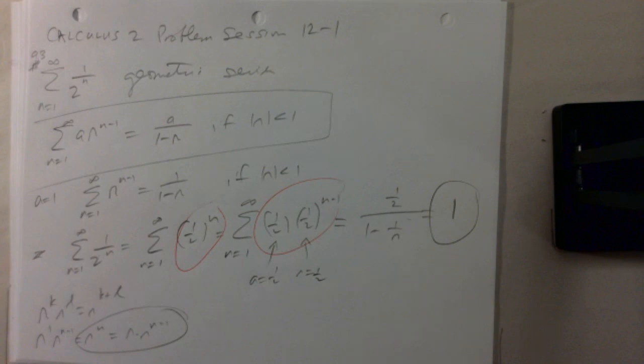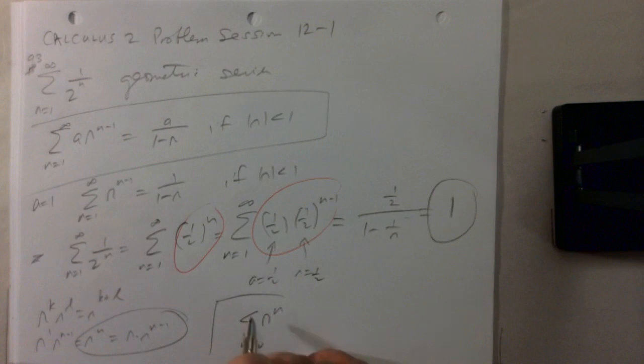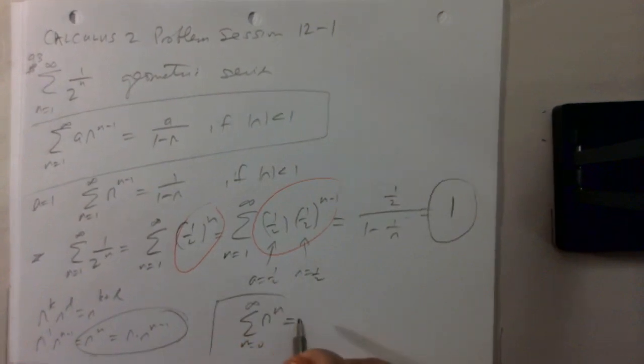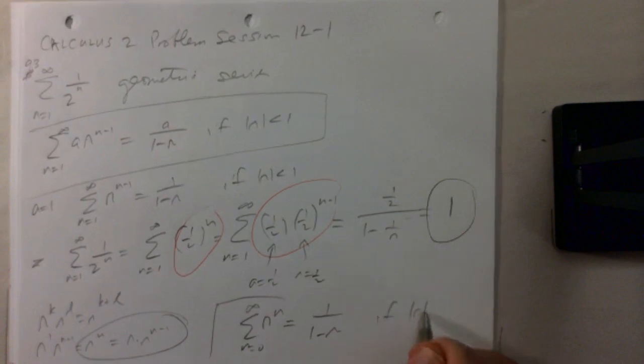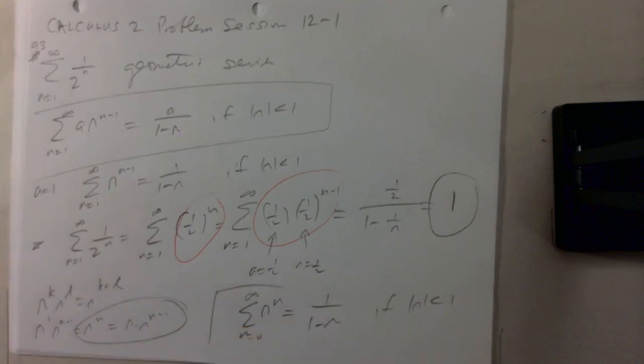A simpler way to write down the geometric series is summation r to the n, n goes from 0 to infinity. This is equal to 1 over 1 minus r if r is less than 1 in absolute value. But either in this form or in this form, you do a little bit of algebraic manipulation, and you always will get the sum of the geometric series.